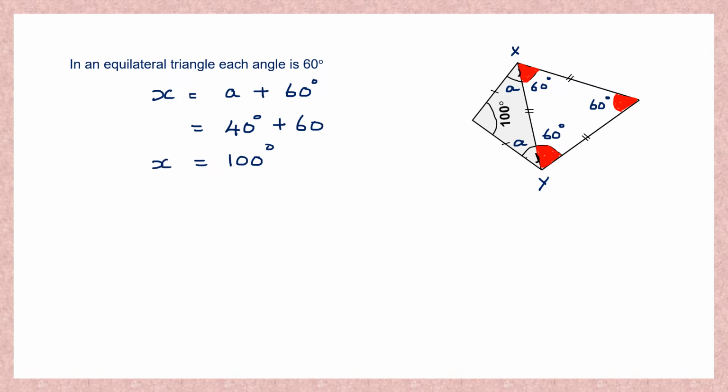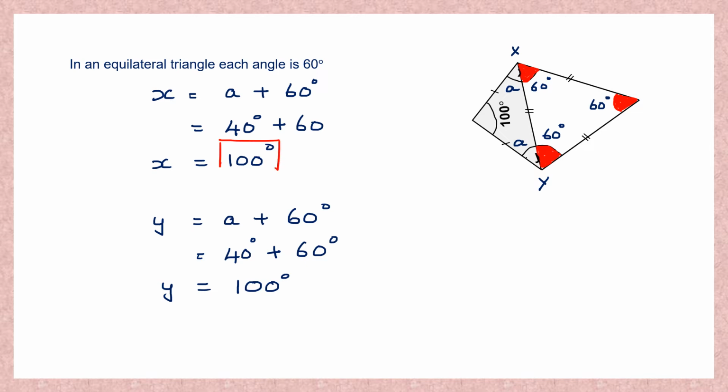Now let's find the value of Y. Y also is equal to A plus 60 degrees. And A is 40 degrees. Now add up the 60 degrees along with it. 40 plus 60 is 100. So we have found the value of X and Y. X is 100 degrees and Y is also 100 degrees.